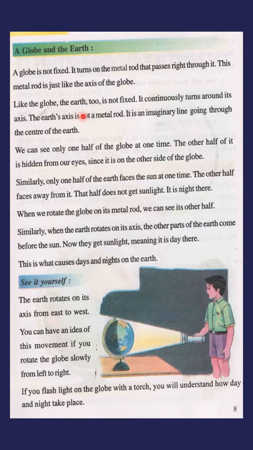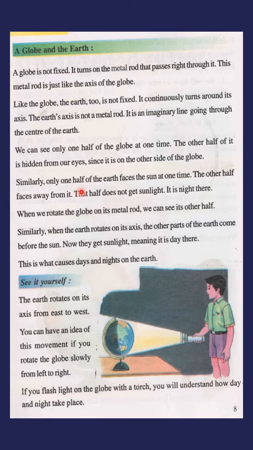Like the globe, the Earth too is not fixed. It continuously turns around its axis. The Earth's axis is not a metal rod. It is an imaginary line going through the center of the Earth. We can see only one half of the globe at one time. The other half of it is hidden from our eyes, since it is on the other side of the globe.